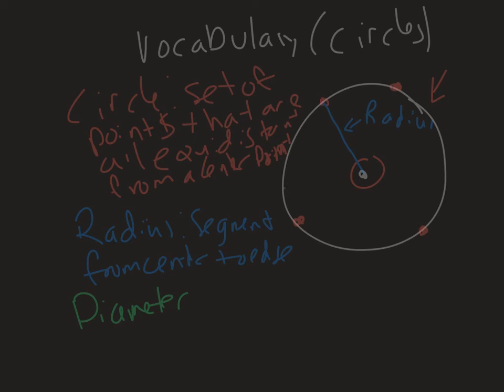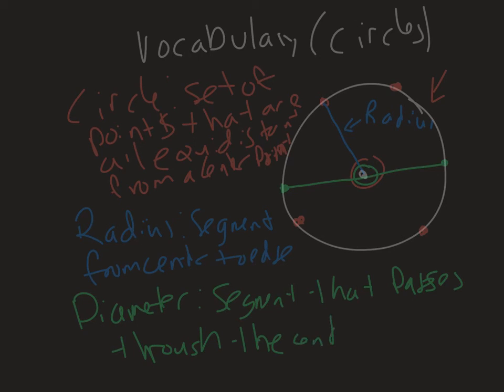is diameter. If we think about a diameter, it goes through the center, but the endpoints are both on the circle. So a diameter is a segment that passes through the center of the circle in particular, and has endpoints on the edge of the circle.